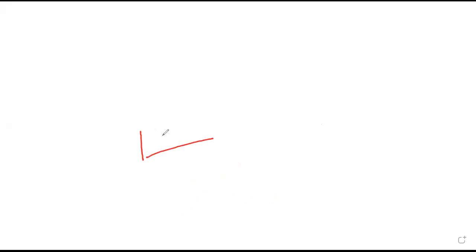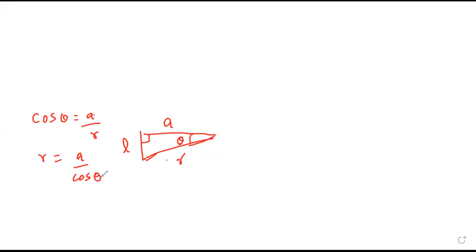Can you see this diagram in your book properly? This is theta, this is L, this is R, this is A. Can you see this properly? Yes, sir. What will be cos theta? Cos theta is adjacent side upon hypotenuse, A by R. So from this, R will become A upon cos theta.